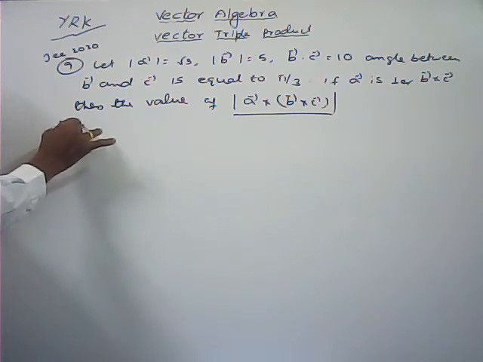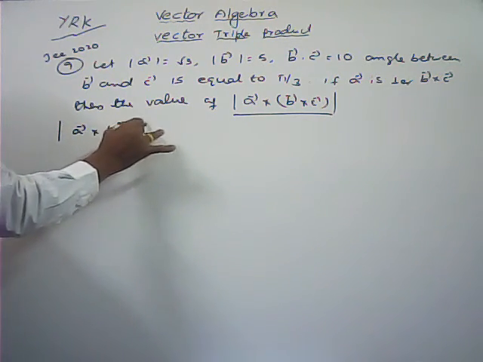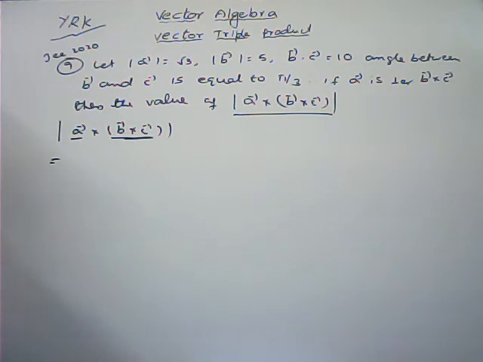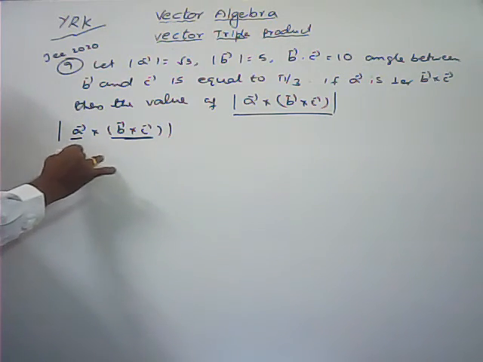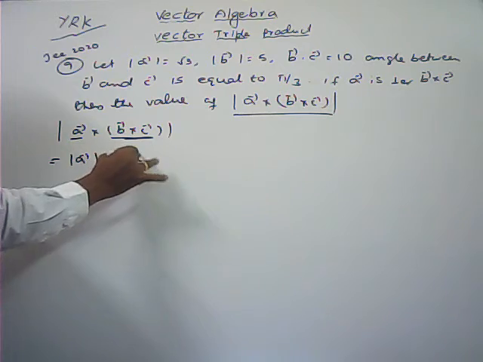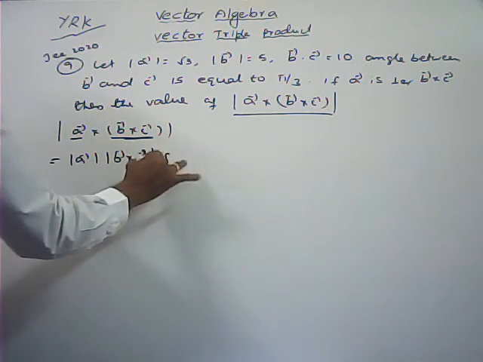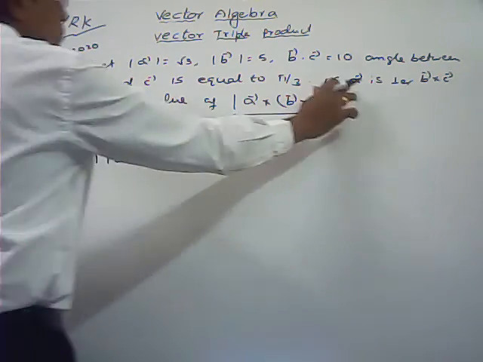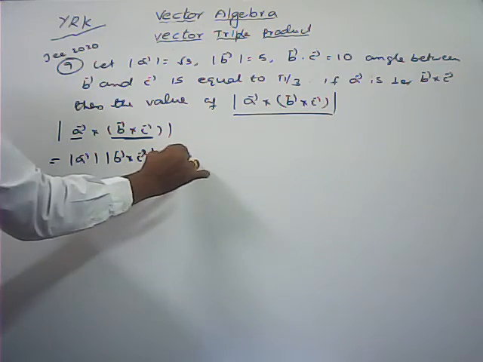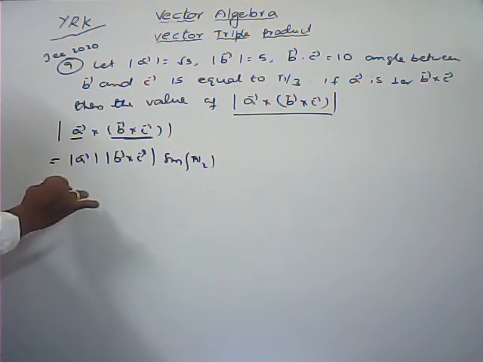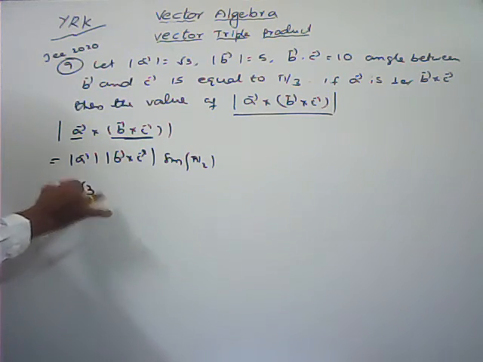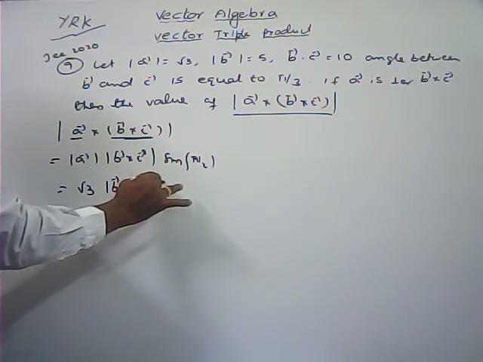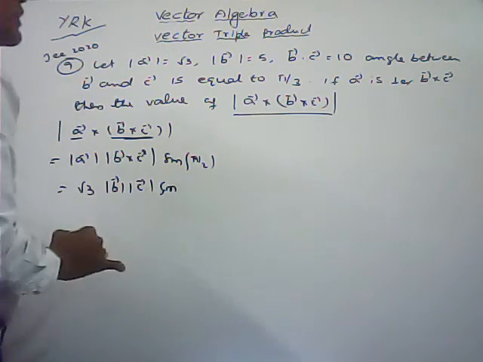Modulus of A bar cross B bar cross C bar is equal to, here you can consider this one A bar and this one B bar cross C bar. Expanding, modulus of A bar, modulus of B bar cross C bar into sine of the angle between A bar and B bar cross C bar. Here A bar is perpendicular to B bar cross C bar, so we can write 90 degrees. Modulus of A bar is already given, root 3. So we can write modulus of B bar, modulus of C bar into sine of the angle between B and C.